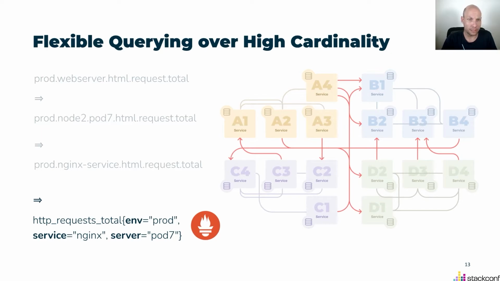So if I look at the same example we've looked at before, in the labeling model, I would look now at an HTTP request total metric, and then I can state which labels I'm interested in. If I want to query on a specific pod, then I would state, for example, server equals pod 7. Or if I want across the entire service, I would just state service equals Nginx. And that's obviously a very small example.